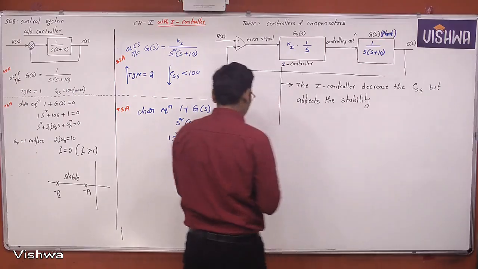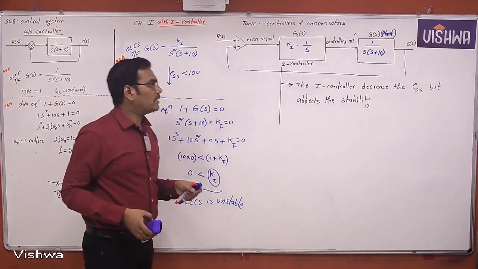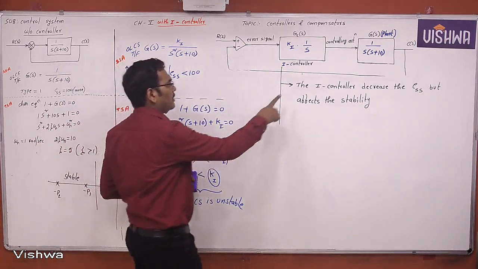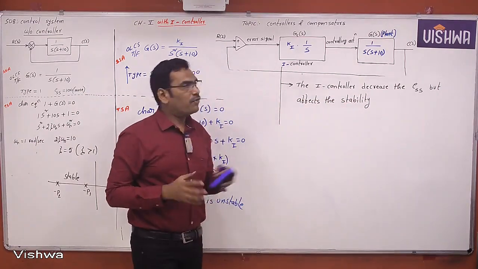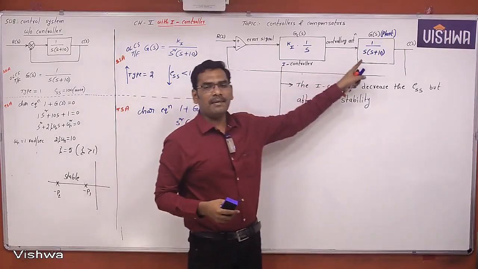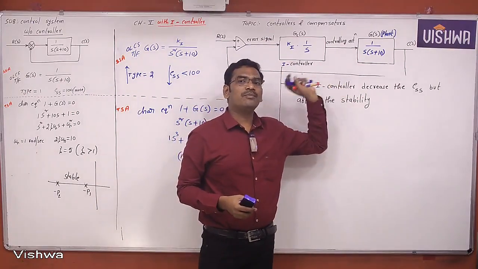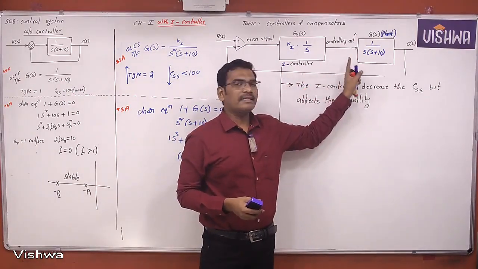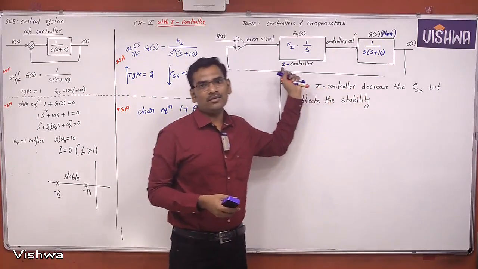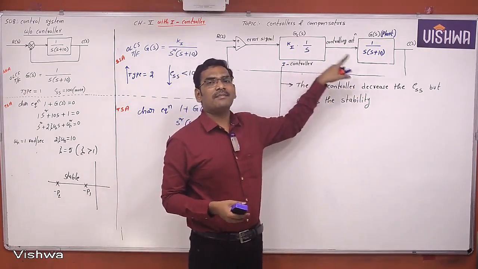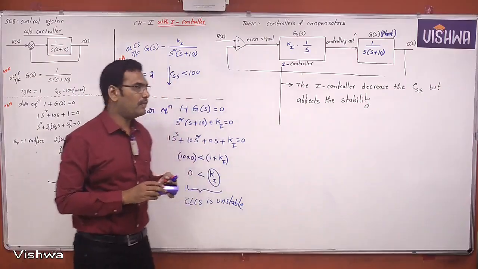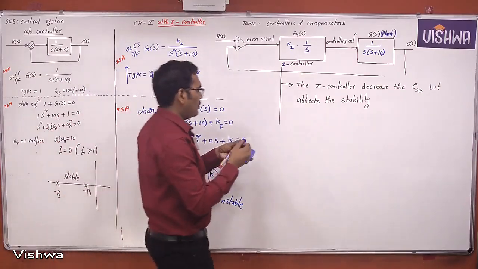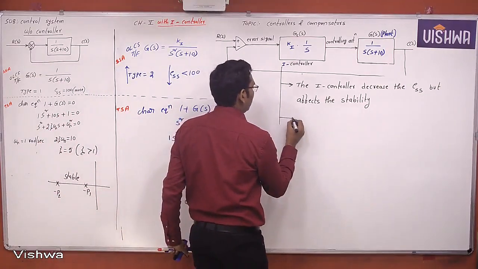So this is the effect of the I controller. The I controller decreases the steady state error, but it affects the stability. Therefore, before you connect the I controller to any plant, you should check that plant's stability. Without affecting the stability of that plant, you can use the I controller. But if using the I controller affects the stability of that particular plant, that is not at all acceptable practically.